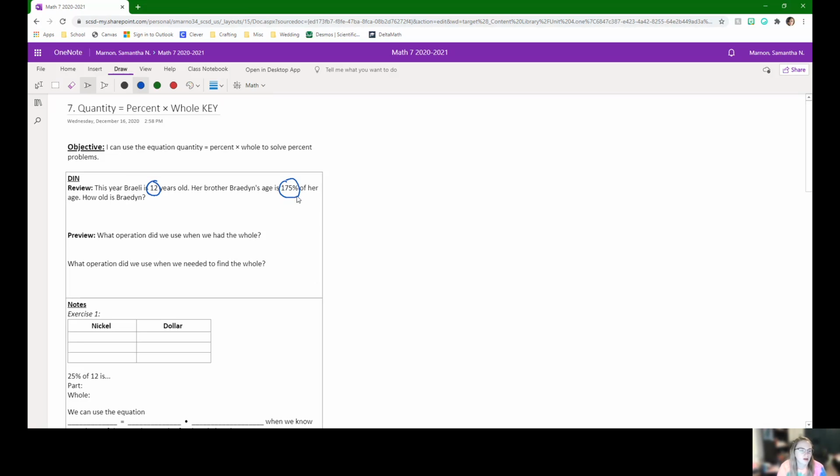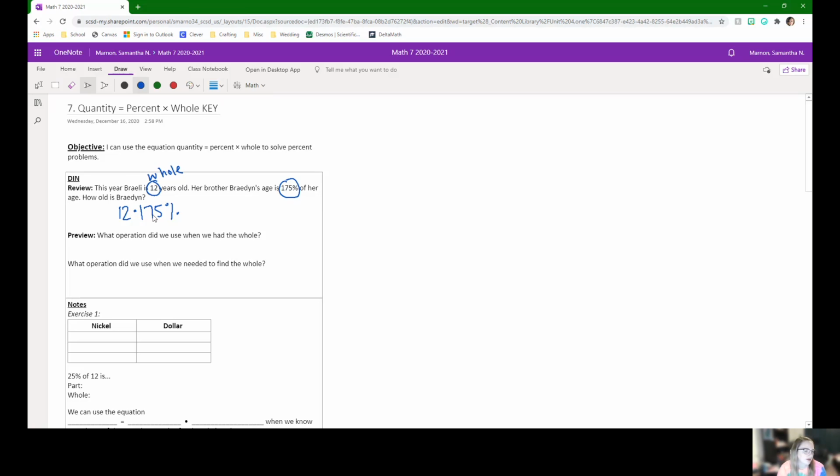Okay, so if you want 175% of Braylee's age, that means compared to her, she is the whole that we're starting with. So we can just multiply these. When they give us the whole, we can multiply. So we can do 12 times 175%. If you have a TI-34 calculator, you can just type that in. Is that exactly how you see it?